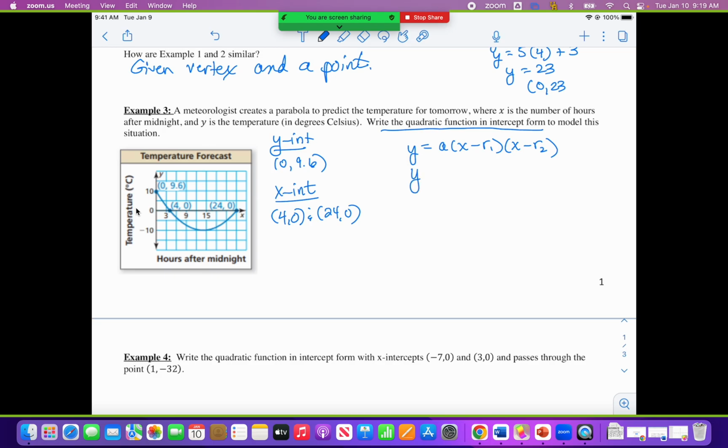All right, so I'm going to first plug in the x-intercepts. Okay, so step 1, plug in x-intercepts. What do you think step 2 is? Good job, plug in, and now it's not always going to be a y-intercept, so let's write it in general. Plug in point to find a.